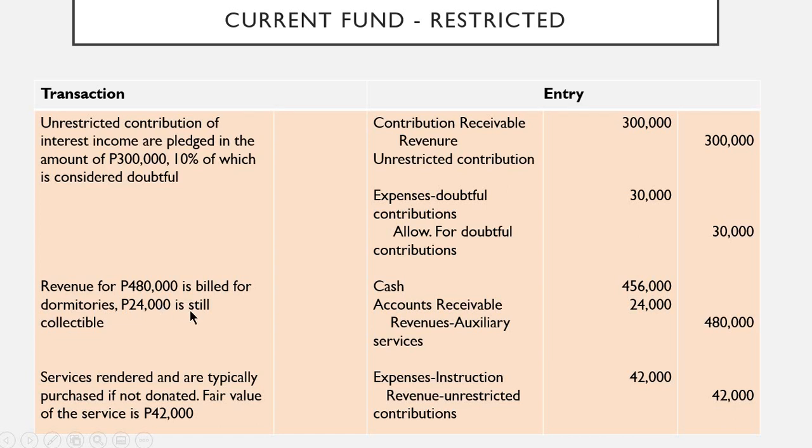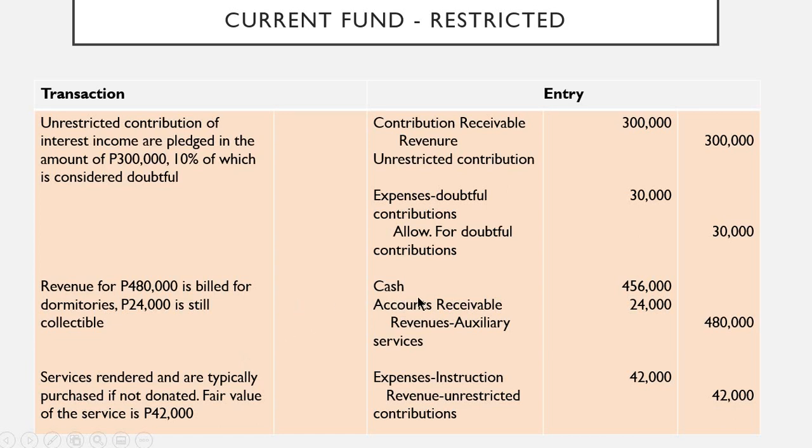Now, revenue for 480,000 is billed for dormitories, 24,000 is still collectible. Ayan, so sabi natin kanina, siyempre yung primary reason of the existence of a university is to provide for instruction, research, ayan, for learning, education. So, hindi kasali doon yung pag-provide ng dormitories to students or to faculty. Ayan. So, pag nag-provide naman sila ng mga ganoong services, that would be considered as their auxiliary services, no? So, dahil 480,000 yun is billed for dormitories, yan.